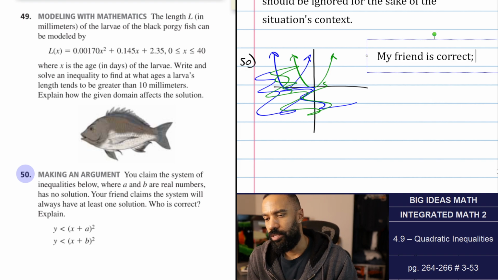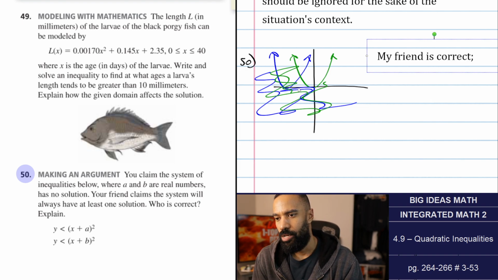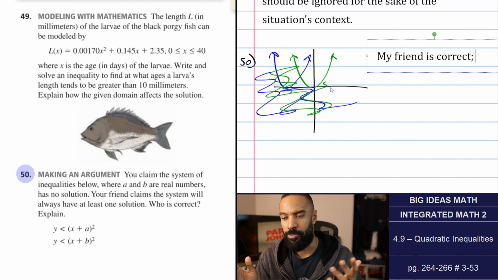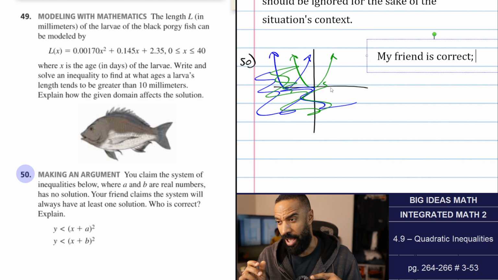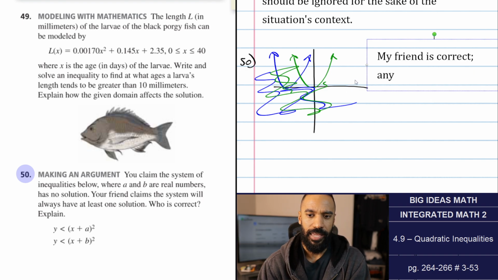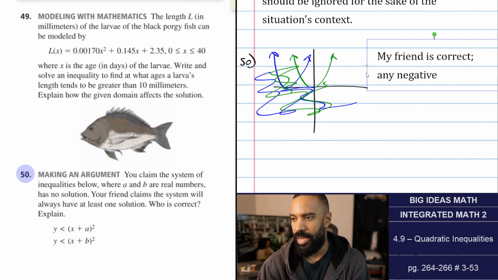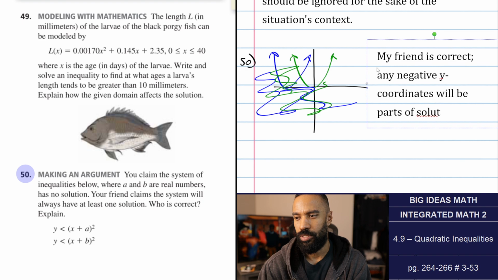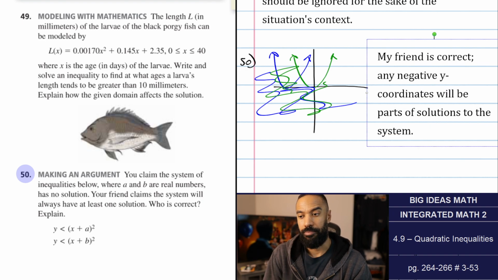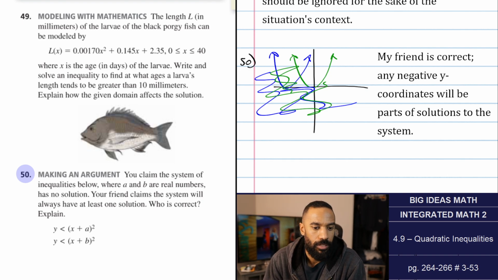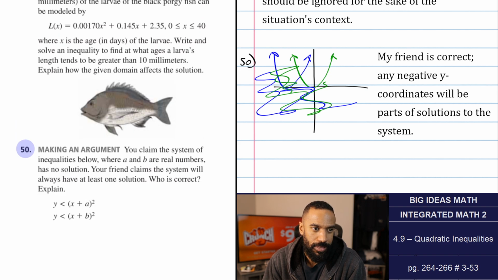So, I don't see any negative value. There's some positive values that won't be solutions. I mean, it depends on how this graph goes. Negative values will always absolutely be solutions. Any negative y coordinates will be parts of solutions to the system. Period. Plus some zeros and some positives, likely. Depends on what A and B are. Okay. They didn't say they couldn't be the same, so there's that.